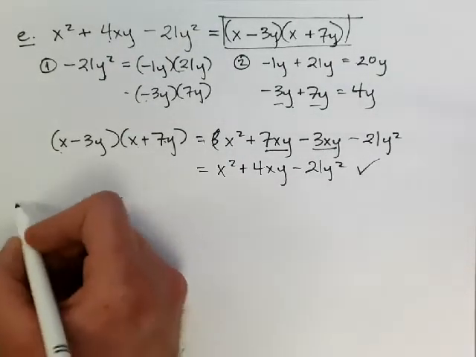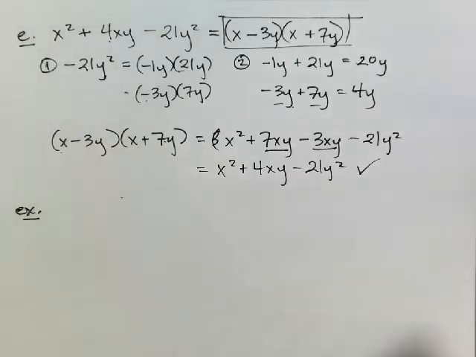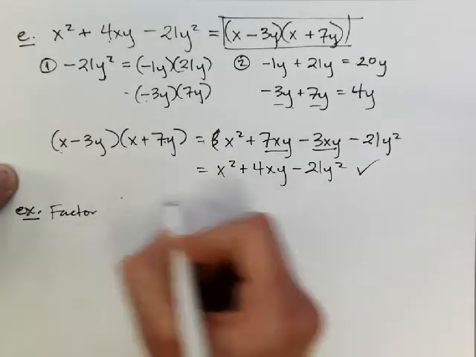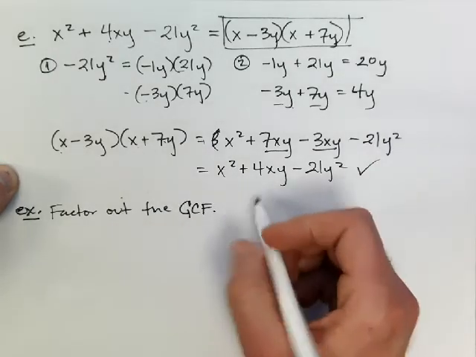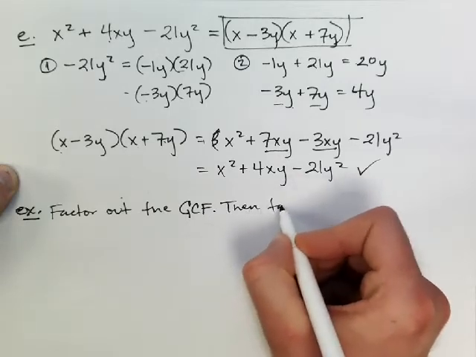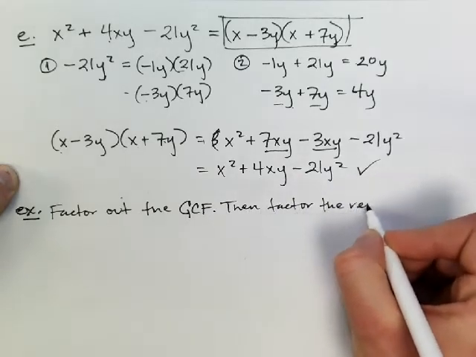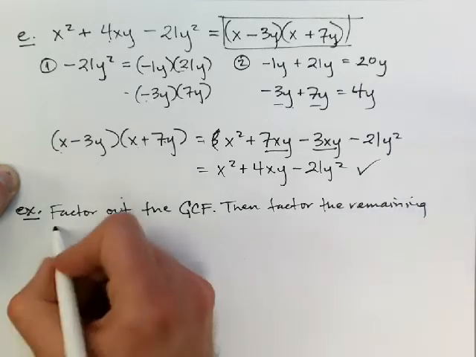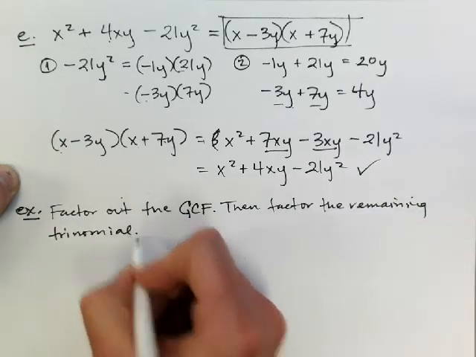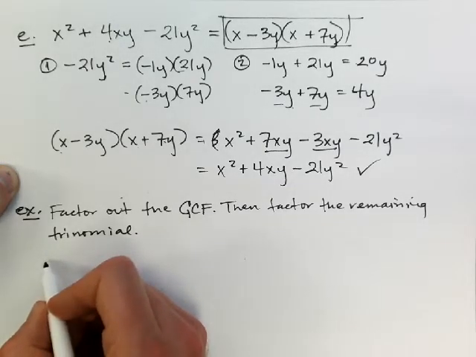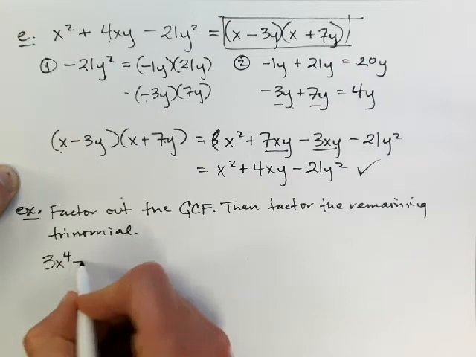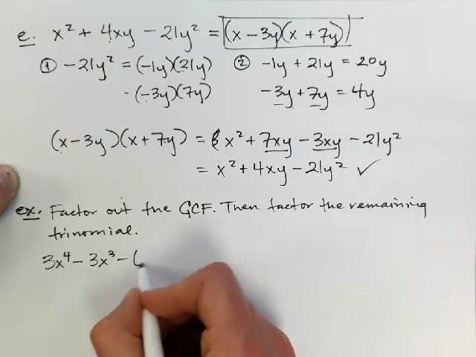All right, so one more example, combining our methods that we've done so far. Or not all of them, I suppose, but let's factor out the GCF, then factor the remaining trinomial. This one looks good to me: 3x to the fourth minus 3x cubed minus 60x squared.